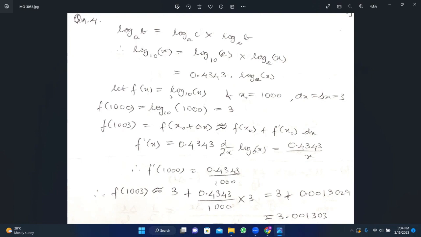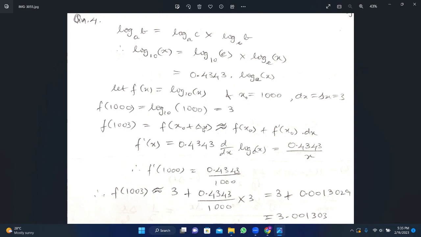So let f of x equal to log x to the base 10, and we choose x naught as 1000. And then we choose dx, or delta x, as 3. So f of 1000 we know straightforward: log of 1000 to the base 10 is 3 because 10 cube is 1000. To find f of 1003, we use the linear approximation of differentials.